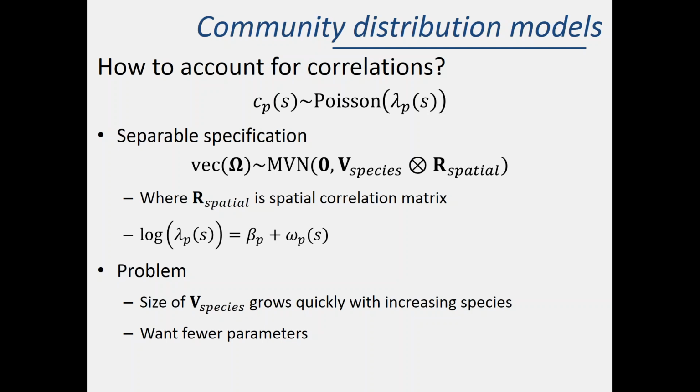In this example, V species is a 10 by 10 covariance matrix, and R spatial is a 100 by 100 spatial correlation matrix. And so the Kronecker product is a 1,000 by 1,000 covariance matrix, which is the right size given that in this example vec of omega has a length of 1,000.